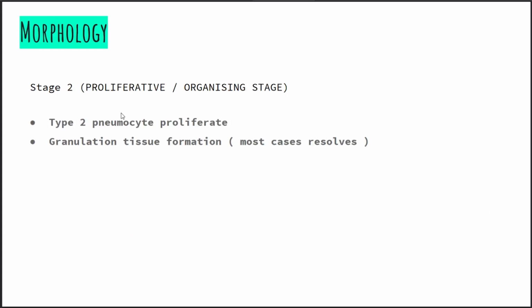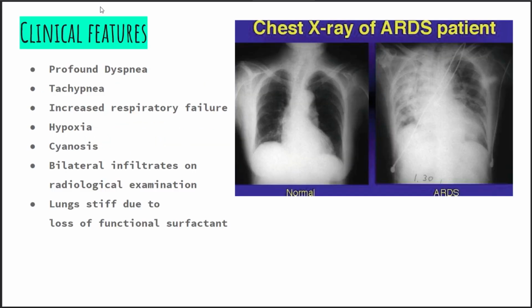Next, stage 2 is the proliferative or organizing phase. In this, the type 2 pneumocytes will proliferate and the granulation tissue will be formed. In most of the cases, the granulation tissue will resolve, but sometimes this can thicken and the fibrin deposit will increase and lead to stage 3, that is the late fibrotic stage, in which there is granulation tissue thickening and more fibrin deposition. Now let's take a look at the clinical features.